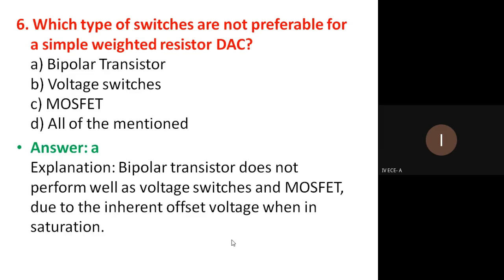Which type of switches are not preferable for simple weighted resistor type? A, bipolar transistors; B, voltage switches; C, MOSFET; D, all of the mentioned. Here the answer is option A. Explanation: bipolar transistors do not perform well as voltage switches and MOSFET due to the inherent offset voltage when in saturation. So this is the reason bipolar transistors are not suitable for simple weighted resistor type digital to analog converters.